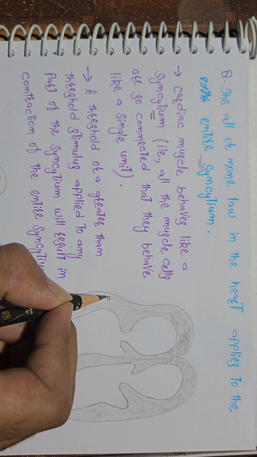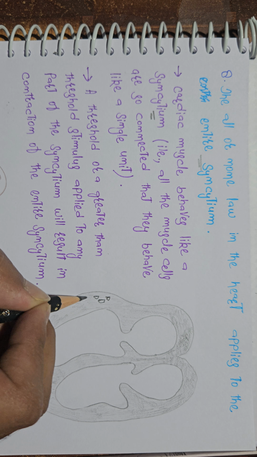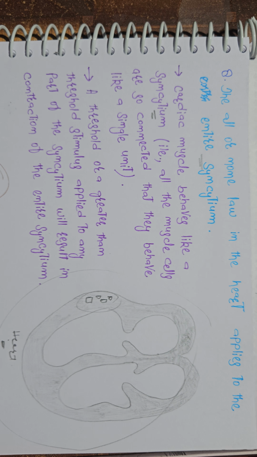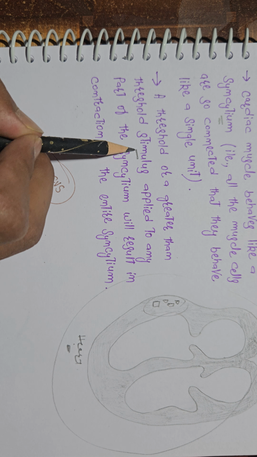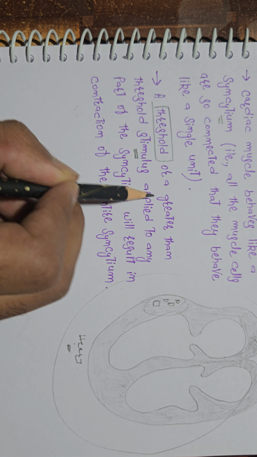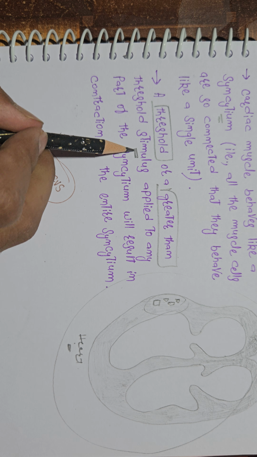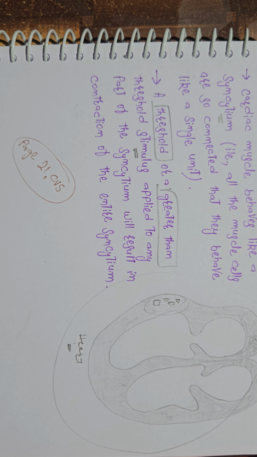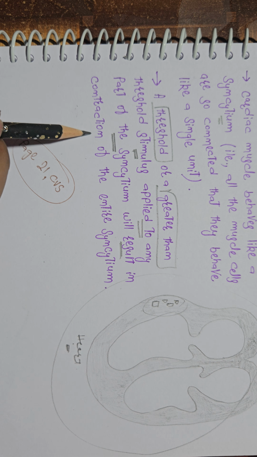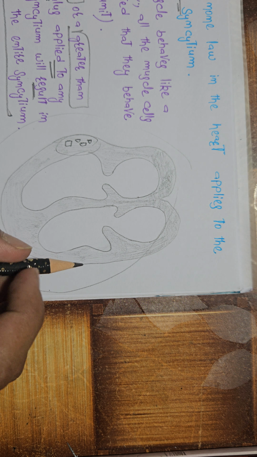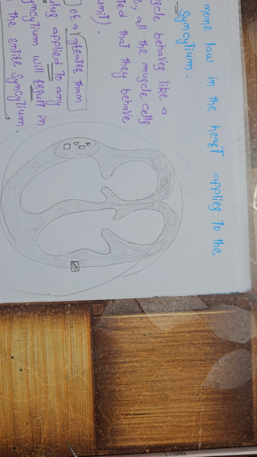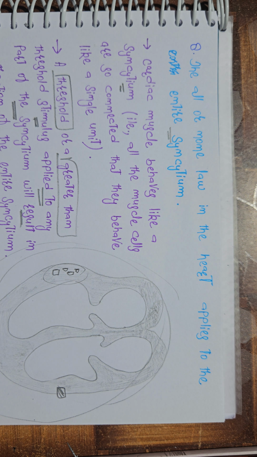You know, this is heart, it's made up of cells. These cells are so connected that they behave as a single unit. So as a result, when we give a stimulus to any part of the heart, but that stimulus should be a threshold stimulus or greater than threshold stimulus, in any part of the syncytium, it will result in the contraction of the entire syncytium. That means if I give a stimulus here, the whole of the heart will contract, so heart behaves as a single unit. That is what I stated.